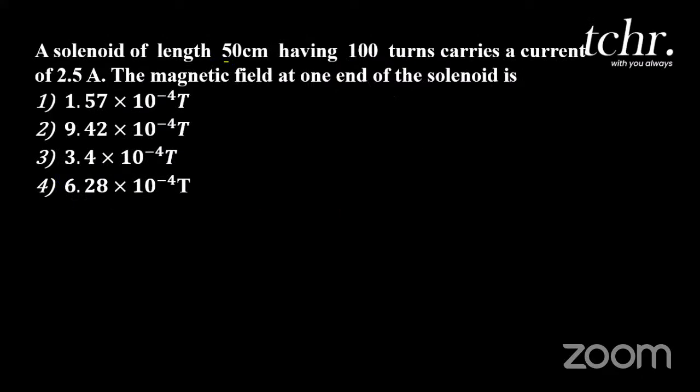A solenoid of length 50 centimeter having 100 turns, having a current of 2.5 ampere. Magnetic field at one end of the solenoid. So the magnetic field at an end is given by mu naught N i divided by 2. So mu naught we know the value, 4 pi into 10 power minus 7, number of turns. A solenoid of length 50 centimeter has 100 turns. 100 centimeter will have double of it, 200 turns.